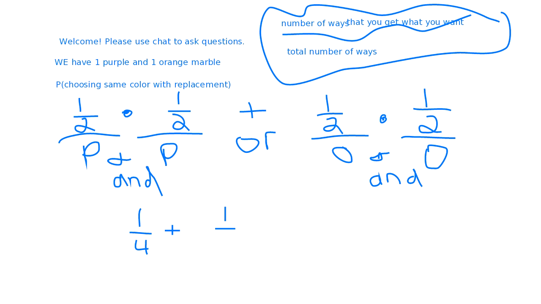Plus, this is 1/4 over here. 1/4 plus 1/4 is 2/4. And when you reduce that, it's 1/2. So the answer is 1/2.